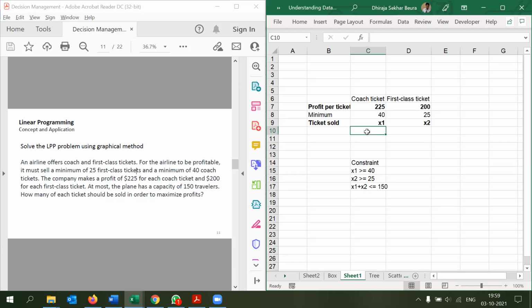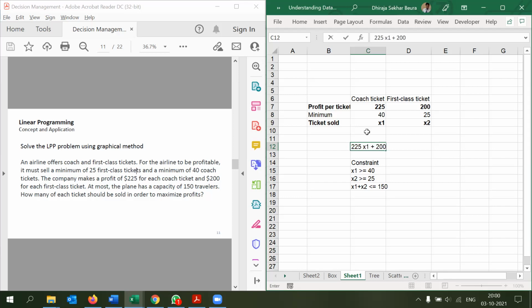Makes sense, right? Yes. So now that we know our tickets sold is X1 and our profit per ticket is 225, what is our total profit from coach tickets? X1 into 225. Perfect, 225 X1. Similarly, from first class tickets? 200 into X2. What is your total profit for the whole thing? 225 X1 plus 200 into X2.